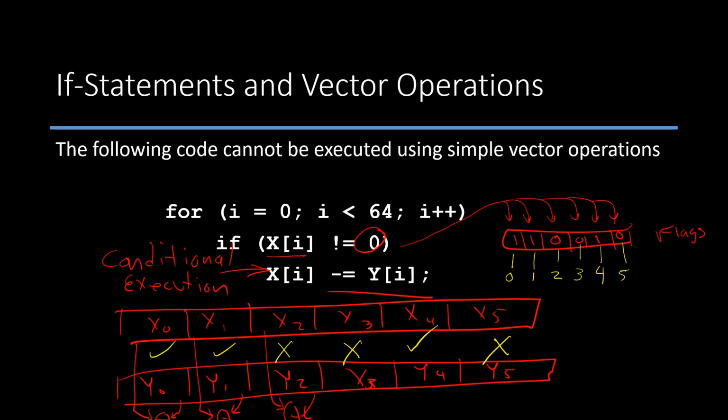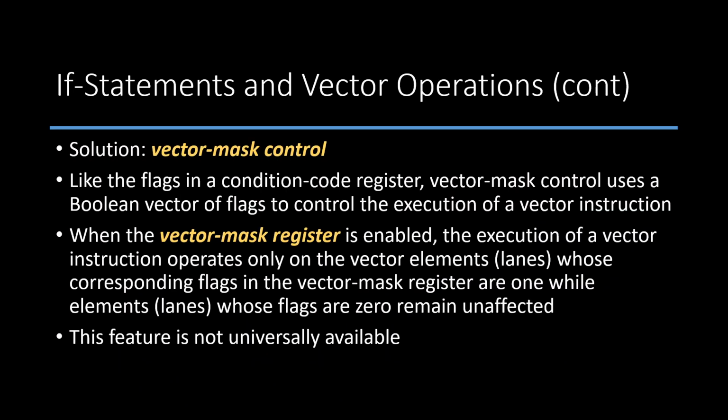So notice that we have flags of 0 in the second, third, and fifth position. That means the lanes 2, 3, and 5 are not going to have that operation performed. This guy is referred to as a vector mask control. And just like we've been doing with any of the conditional execution for the ARM processor, this makes it so that we have conditional execution within a lane.